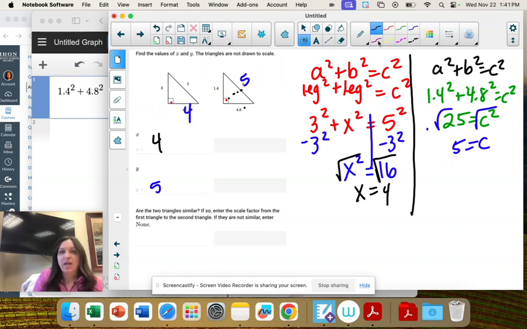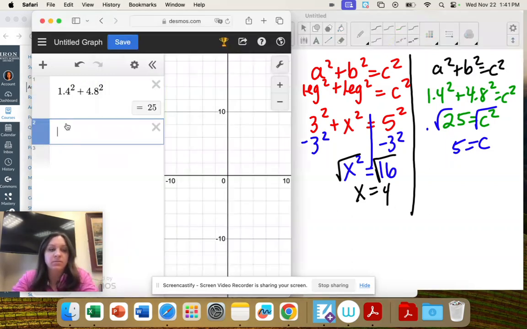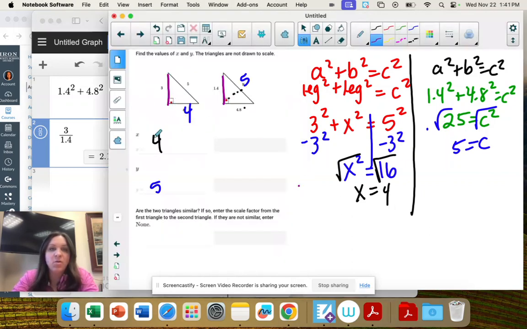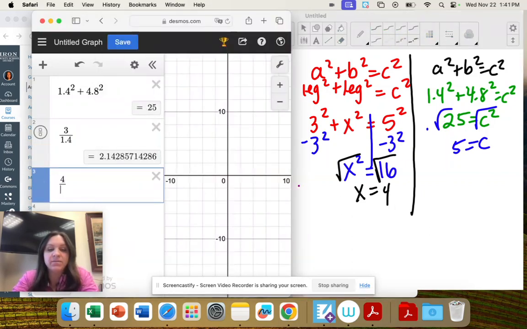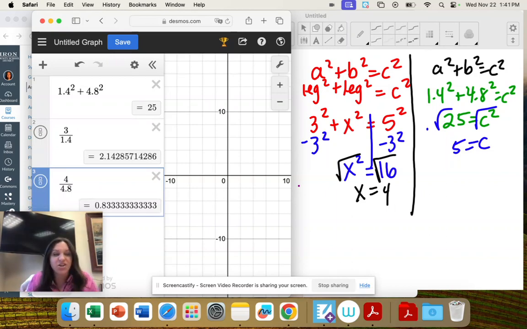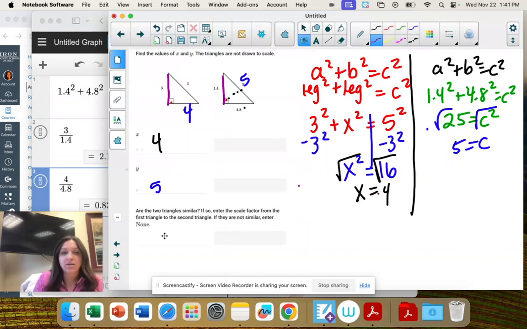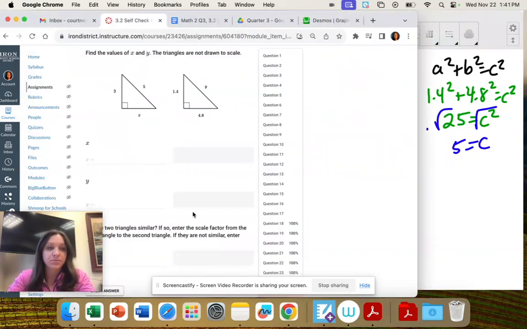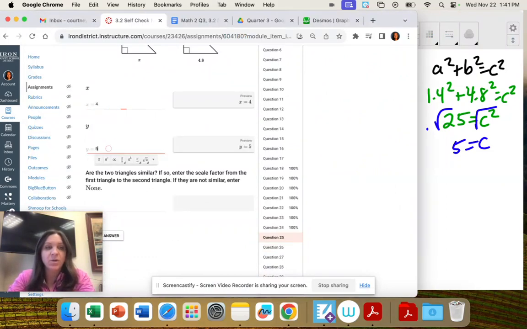So we do that by lining up our ratios. So 3 to 1.4. And then 4 to 4.8. I can already tell they're not because of that. I could keep going, but they're not similar, so I'm going to say none. So x is 4, y is 5. They're not similar, none.